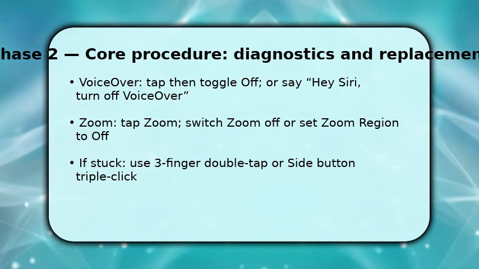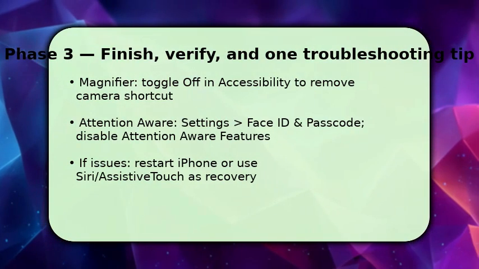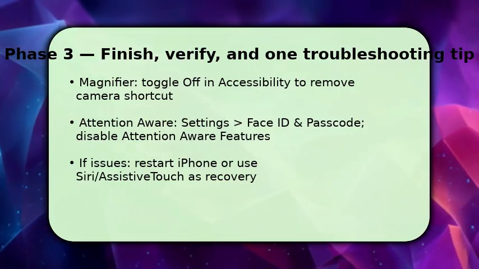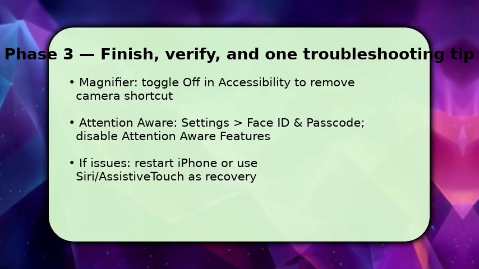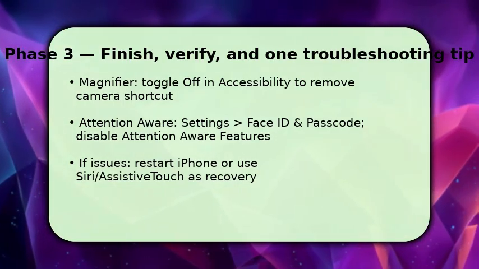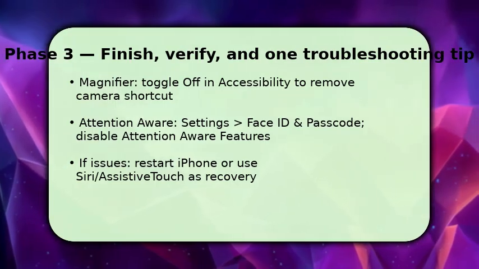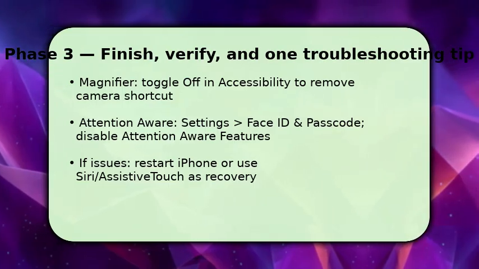Finish by disabling Magnifier and any attention-aware features that change display based on face detection. In Accessibility, turn Magnifier off so the camera shortcut no longer overlays the screen. Then open Face ID and passcode and toggle off attention-aware features to stop automatic dimming or focus shifts. Once done, restart the iPhone to ensure settings apply.